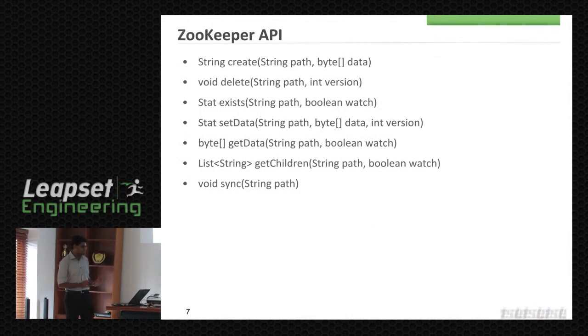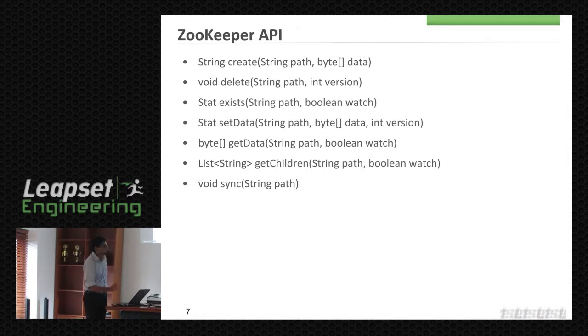Very simple. It has a create API. Basically this will create a path in the file system. It will create a Z node, given the path name and the data. For example, if we give this path name and some data, it will create this particular node.